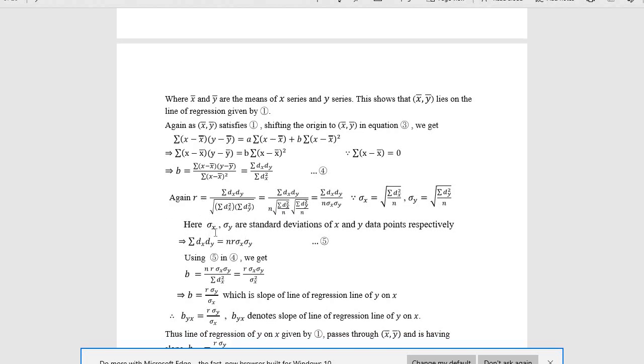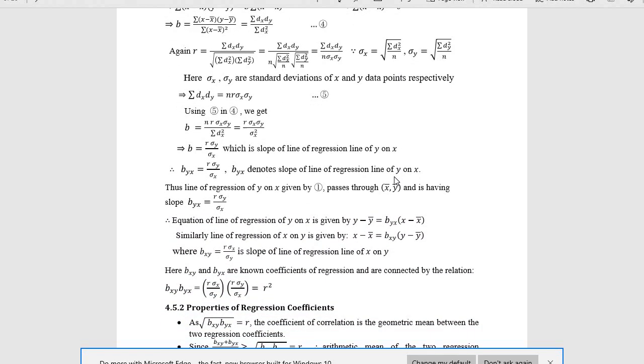What is sigma x? The standard deviation of the x series. Sigma y is the standard deviation of the y series. And the sum of the deviations of x minus x bar is equal to 0. To verify for any data, x minus x bar is always 0, so that you can calculate.